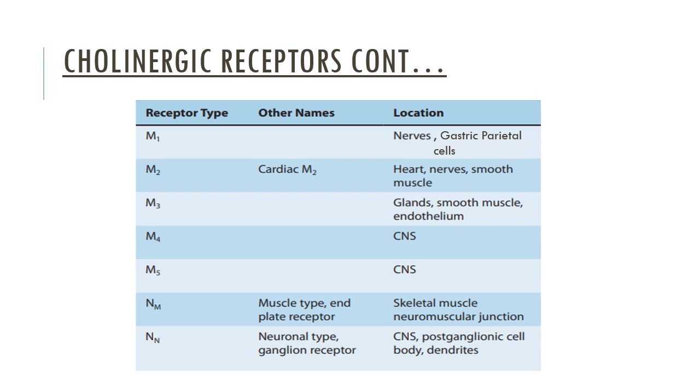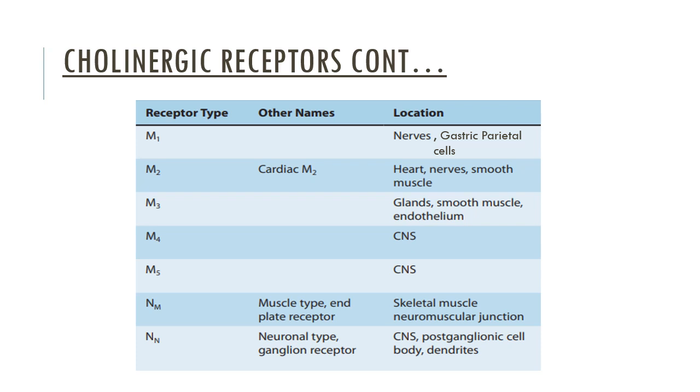M3, so they are also known as glandular. I mean the different glands. By stimulation, the glandular secretions will increase. So wherever the glands are there, maybe lacrimal gland, maybe nasopharyngeal, like that. At other sites, glands wherever they are present, the secretion will increase.